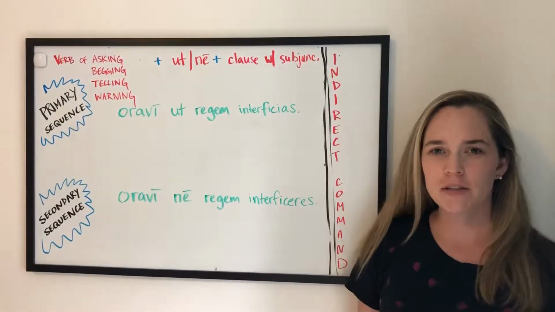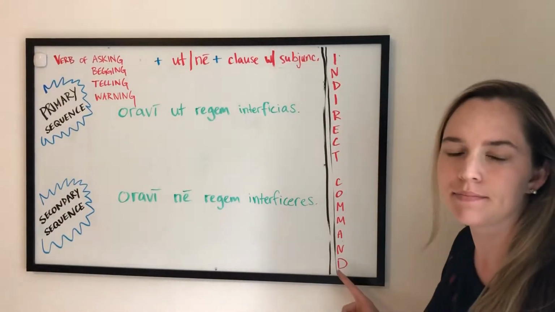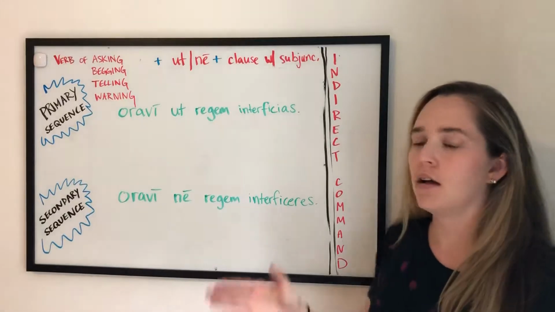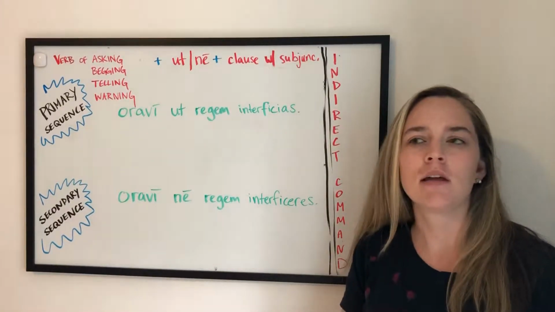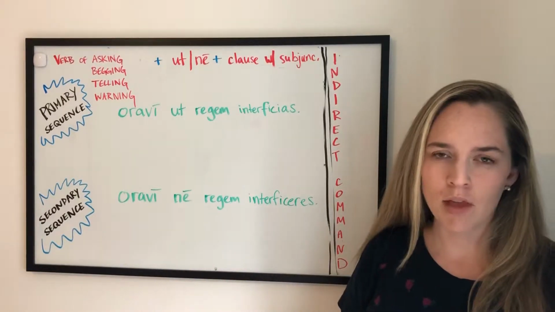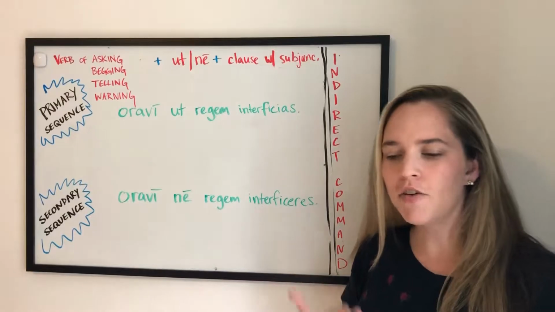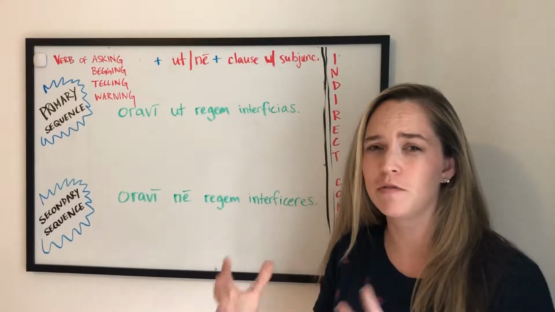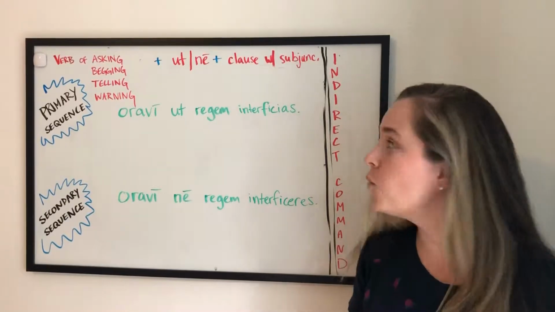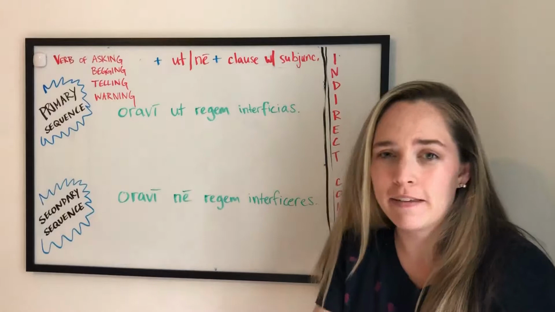Another special use of the subjunctive in Latin is called the indirect command. A direct command would be if I just straight up tell you to do something. Clean the cat litter. I wish I could tell somebody to do that every day. An indirect command is if I use another verb first to explain that wish. For example, I beg you to clean the cat litter.